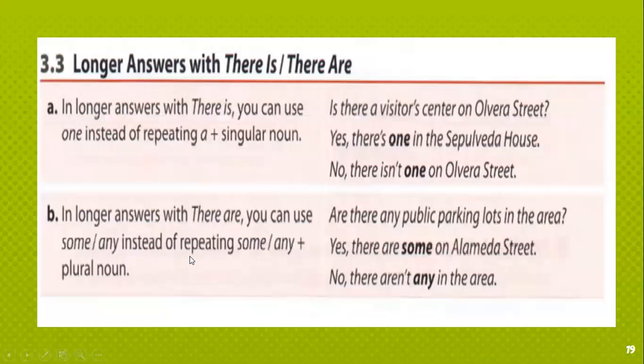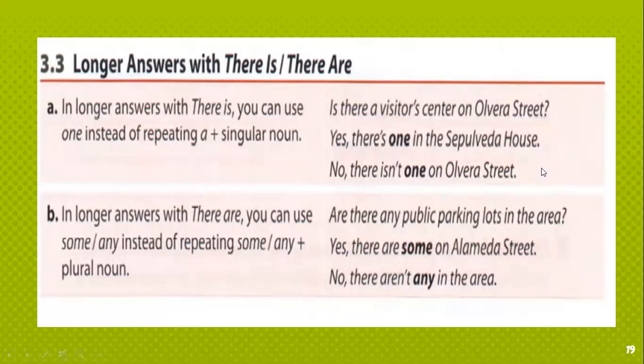Let's continue with long answers. We have there is, and you can use one, which means we can substitute it instead of repeating the noun. For example, is there a visitor center on Albert Street? Yes, there's one in the Sepulveda house. You don't mention the noun again. You don't say, yes, there is a visitor center on Albert Street. You substitute the word one. Or if it is plural, you can say some or any. Some if the answer is affirmative, and any if the answer is negative. Yes, there are some on Alameda Street. No, there aren't any in the area.